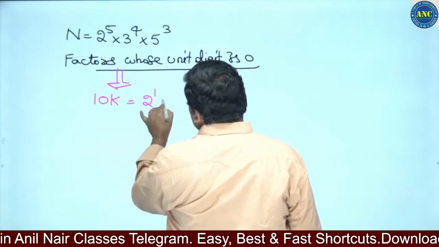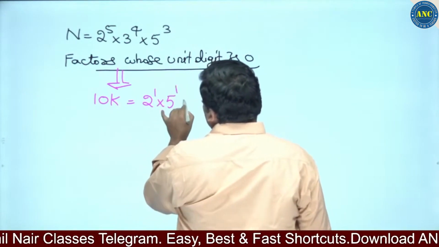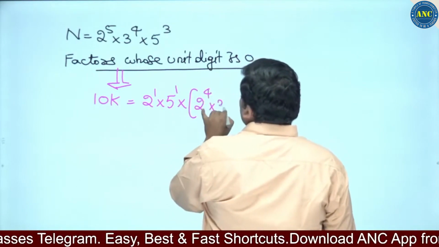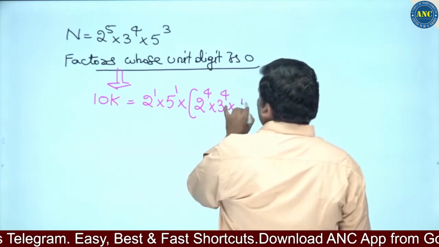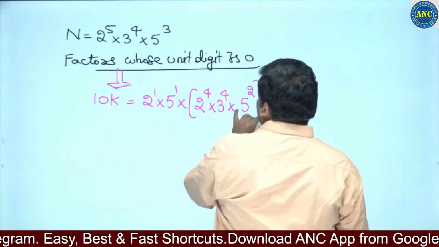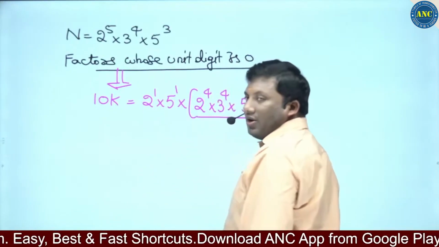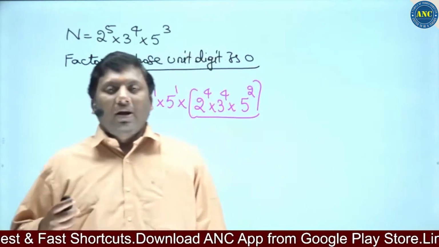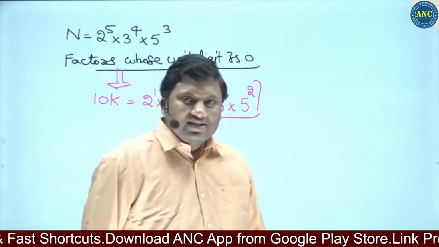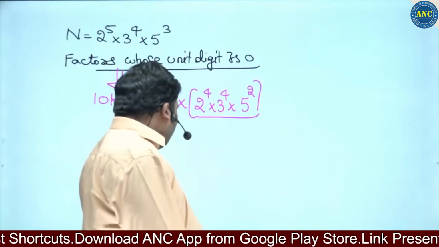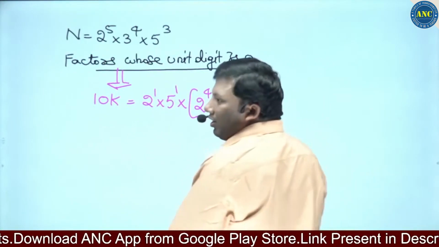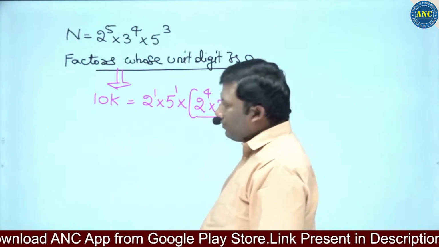10 can be written as 2 into 5. Remaining it is 2 power 4, remaining it is 3 power 4, remaining it will be 5 power 2. These are the numbers which are getting multiplied by 10. Any number when you multiply by 10, unit digit will be 0. Are you all with me?